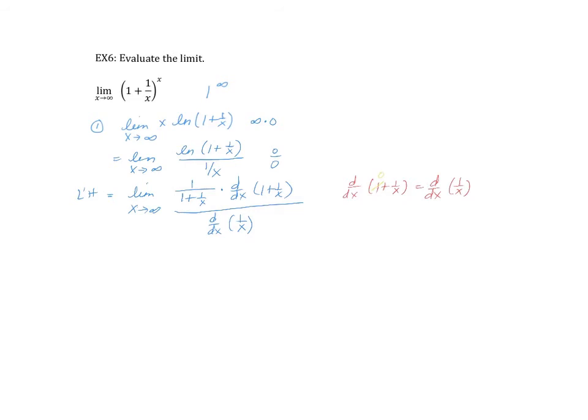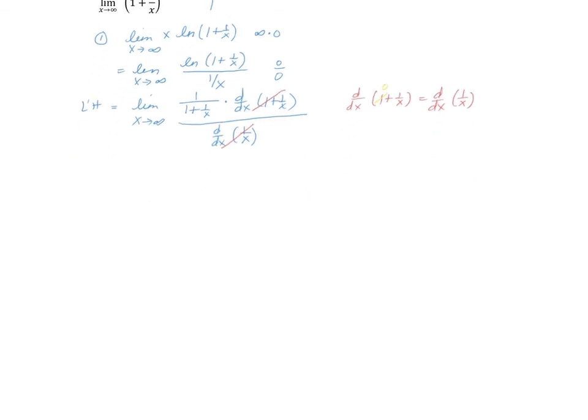So if you notice that the derivative in the numerator and the denominator, they'll be the same, and they'll cancel, which is just a nice little shortcut. So I actually didn't have to compute the derivative in the numerator and the denominator. Okay, so this is going to be equal to the limit as x goes to infinity of 1 over 1 plus 1 over x.